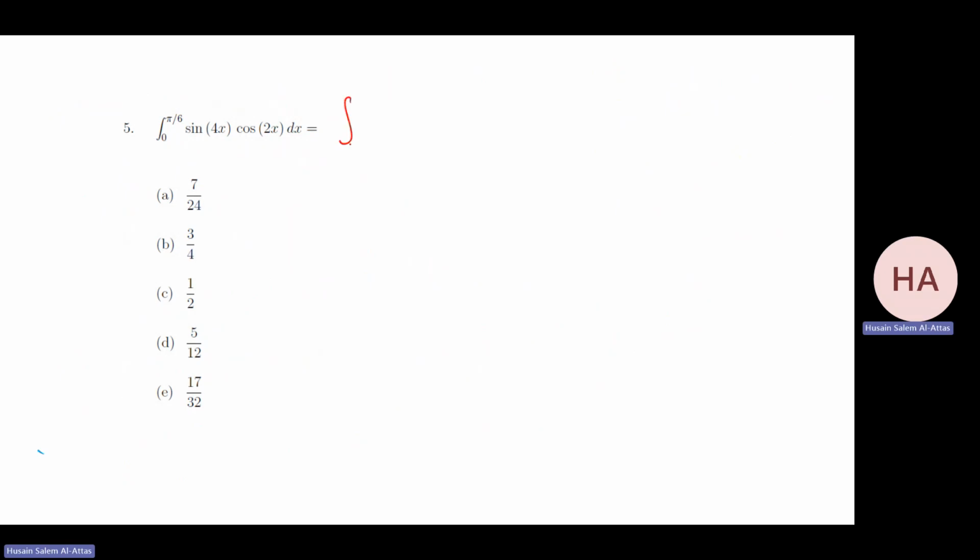It will be the integral from 0 to pi over 6 of half sine the difference, 4x minus 2x, that is 2x, plus sine the sum, which is 6x, dx. Now we'll do just the integration.